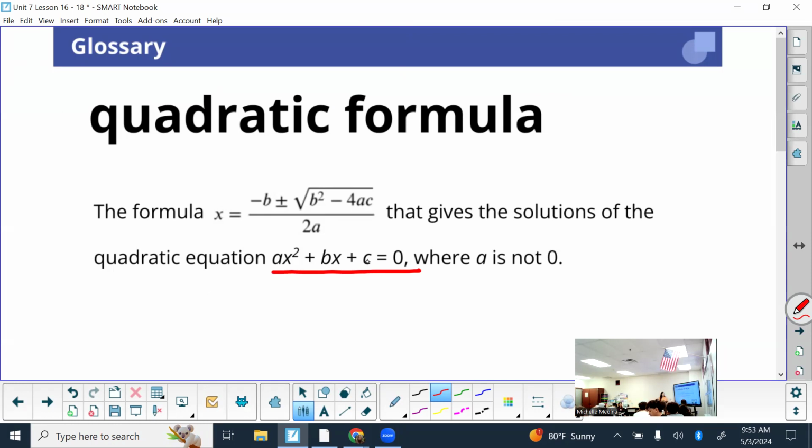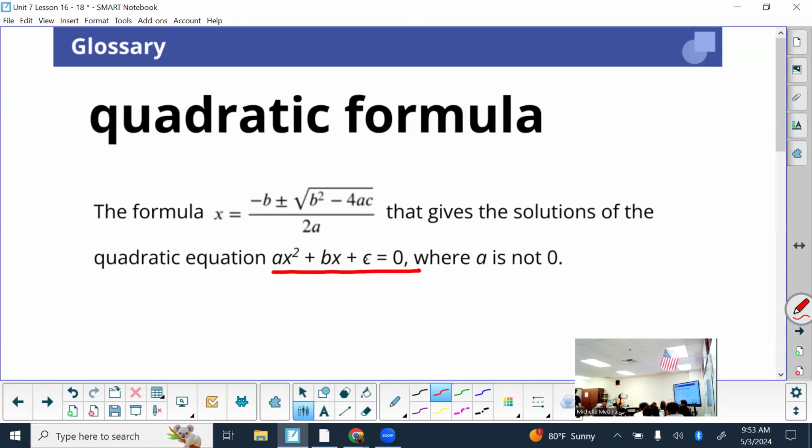Ax squared plus bx plus c equals 0. So if it's not set equal to 0, you need to rearrange it, and then identify your A, B, and C. It does say A can't be 0 because if it is, then it's not a quadratic. So you can't use the quadratic formula. It's not a quadratic.